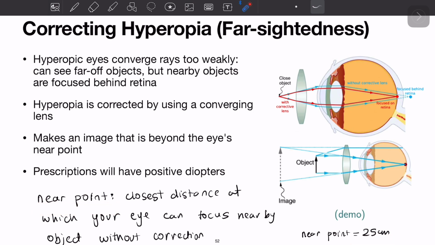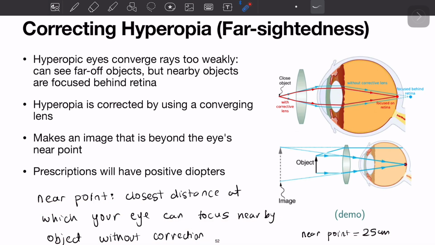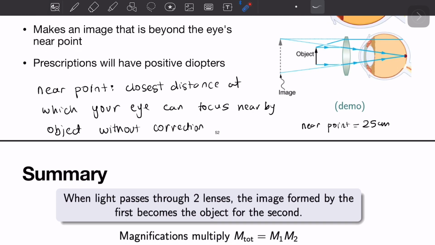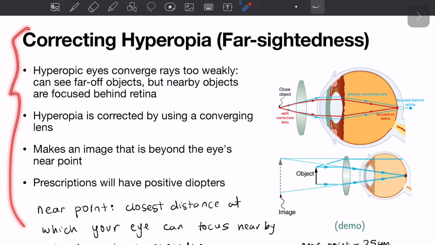So when we're talking about the image distance and the object distance for this lens, the object is going to be at 25 centimeters. And then the image is going to need to be formed at your near point, because once the image is at your near point and your eye lens is looking at it, your eye lens can then focus that perceived object without any further correction. So let's go ahead and summarize. We'll do an example of correcting hyperopia in class on Tuesday.